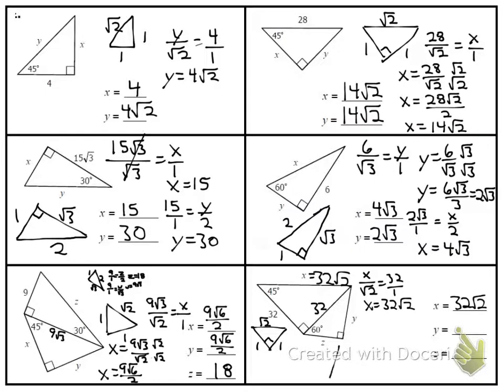Now we're going to draw our 30, 60, 90, 1, 2, root 3, and say that 32 is to 2 as z is to 1. Well, that simplifies to give us that z is 16. Now if we have that, we could say 16 is to 1 as y is to root 3, and by cross product we get y is 16 root 3.